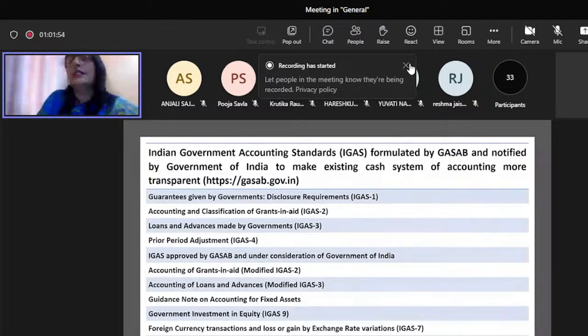But later on we will see that they are now migrating to accrual basis. So guarantees given by government, these are different Indian government accounting standards which are mainly for government accounting. Accounting and classification of grants-in-aid, loans, and so on, these are the list which are there to make the cash basis system of accounting more transparent. This is the site name, gasab.gov.in. You can visit this site and find out all these accounting standards and the details given in them.